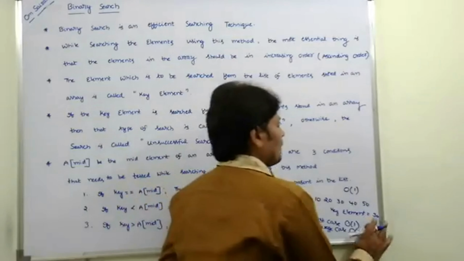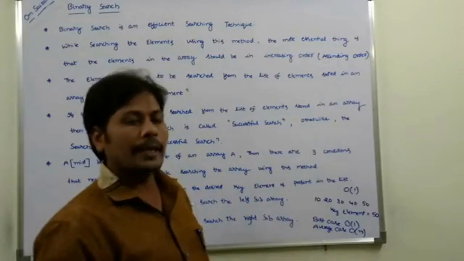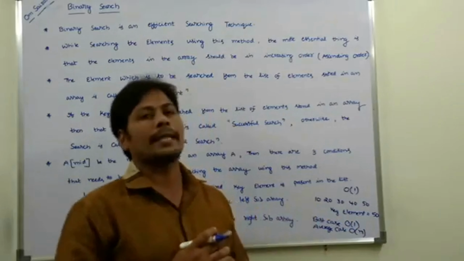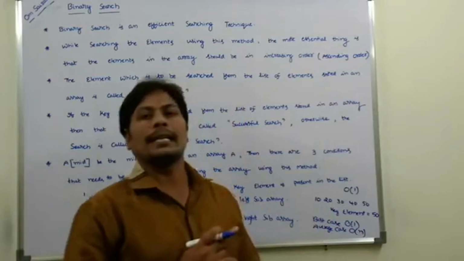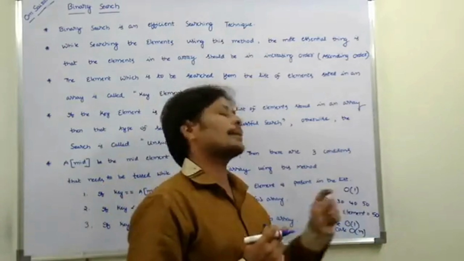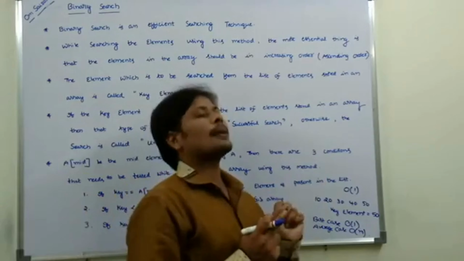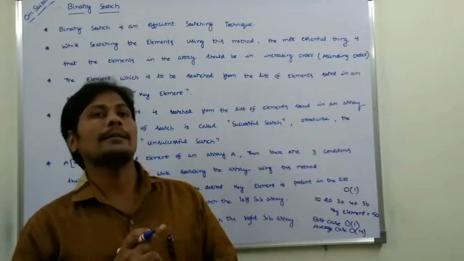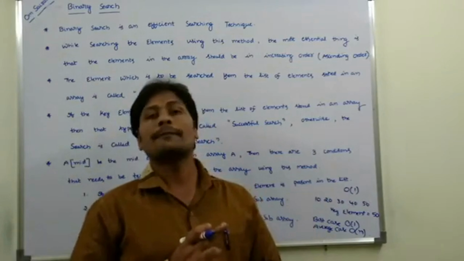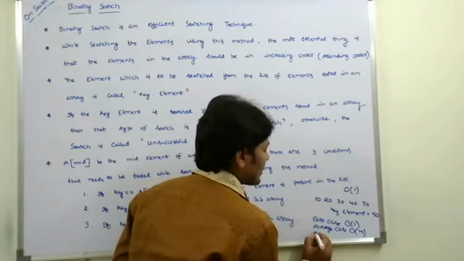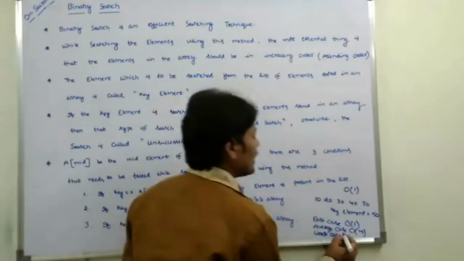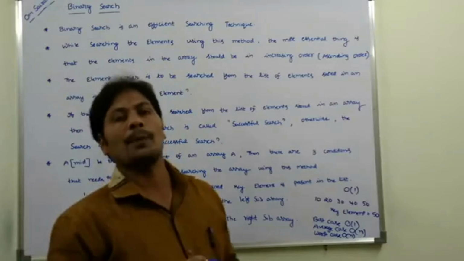Next, suppose our key element is 50. How do we find whether our key element is present in the list or not? First, 50 is compared with 10. Does not match. 50 is compared with 20. Does not match. 50 is compared with 30. Does not match. 50 is compared with 40. Does not match. 50 is compared with 50. They match. Our key element is found in the given list at the 5th position. The array size is 5, and our key element is found at the 5th position. This case is called the worst case. The worst case is when our key element is found at the last position. Then the time complexity is big O of n.